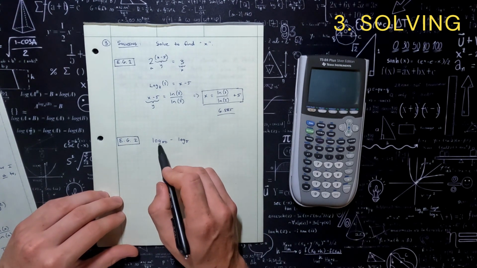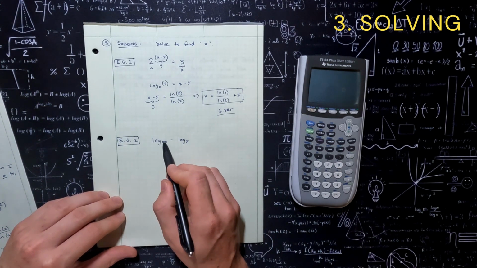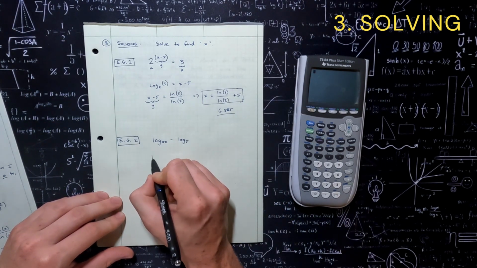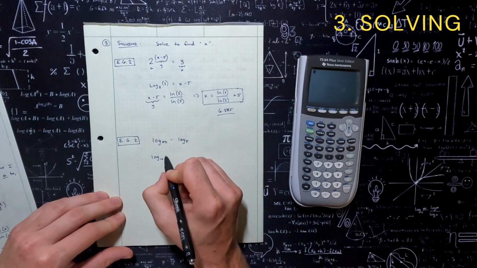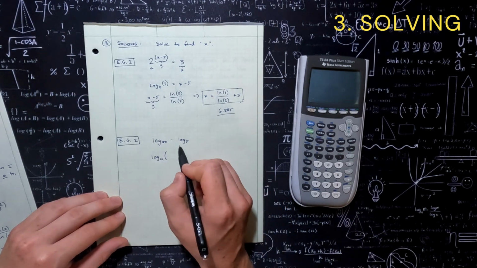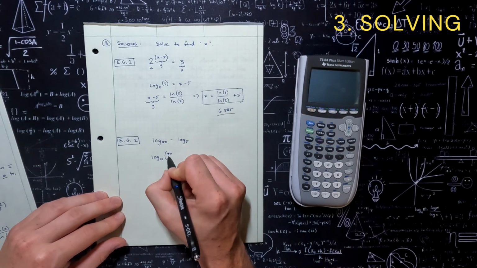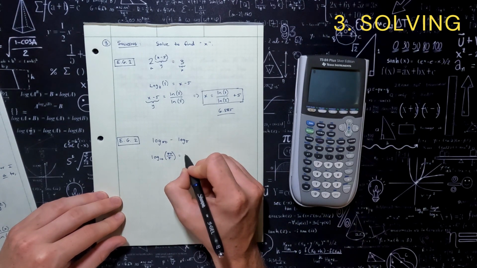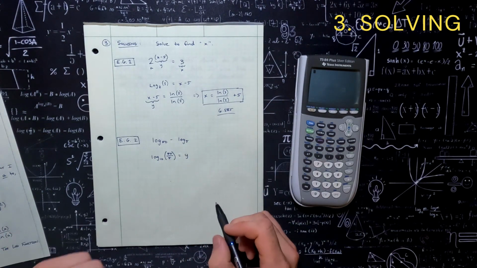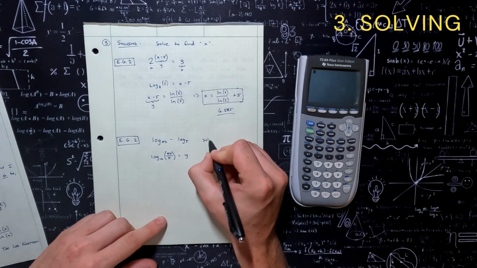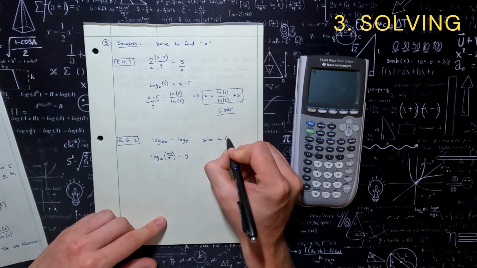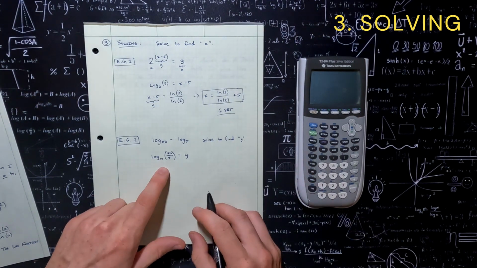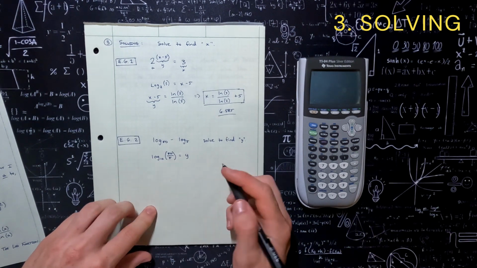And remember, when the log is written with no base, right? This is log 50. This is our argument. We assume that it's 10, okay? So we're going to rewrite this as log base 10. And now our argument, because of that equation, we're going to take 50 divided by 5, okay? It's going to equal our y, and now we're solving for y here. And I can write this up here now that we have written it like this. Solve to find y, okay?